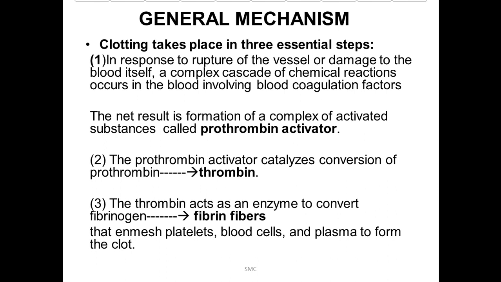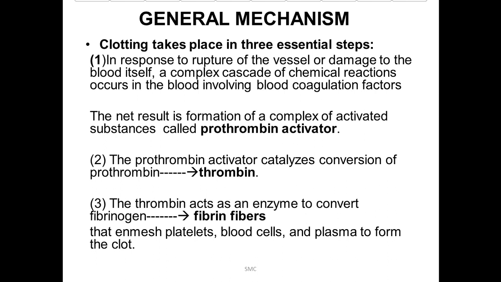General mechanism. Clotting takes place in three essential steps. First, in response to rupture of the vessels or damage to the blood itself, a complex cascade of chemical reactions occurs in the blood involving blood coagulation factors. The net result is formation of a complex of activated substances called Prothrombin Activator. This is a very important complex.